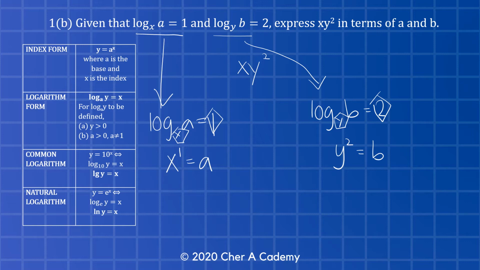I hope I'm not confusing you by saying base and kite, because that's how I try to help myself to remember. Another way of looking at the kite is just simply to call it the index. So then we have x is equal to a and my y square is equal to b. And this is perfect because the question is asking for xy square. So replacing x with a and replacing y square with b, my final answer will be ab.